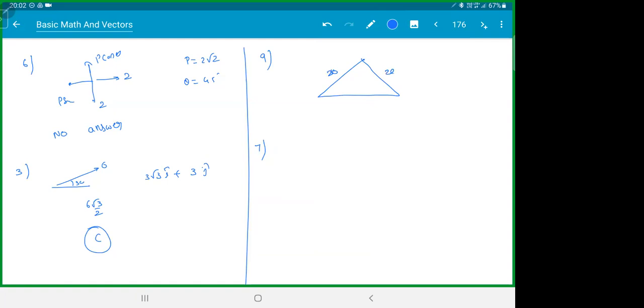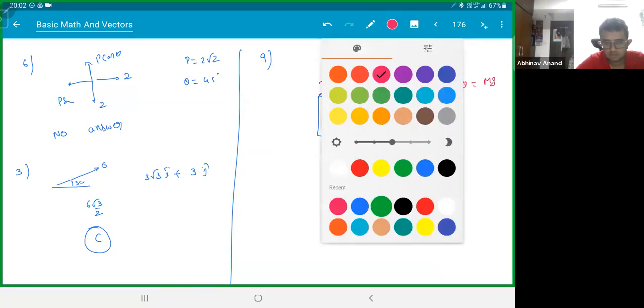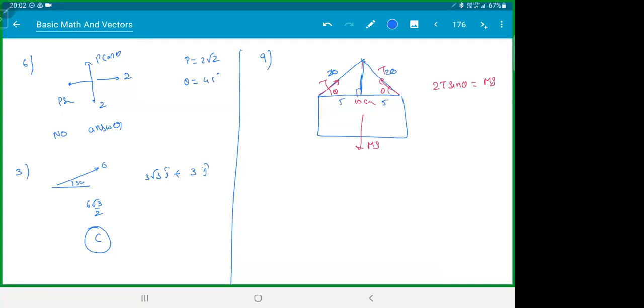This is 20. This is 20. The frame is like this now. So fine, no? This is tension, and this is mg, right? हाँ ना अभिनव? So this will be 2t sin theta is equal to mg. आ जाएगा यहाँ से आना चाहिए. This is 5 and this is 5. So you'll get from there sin theta, opposite side by hypotenuse. Sure? Yes.